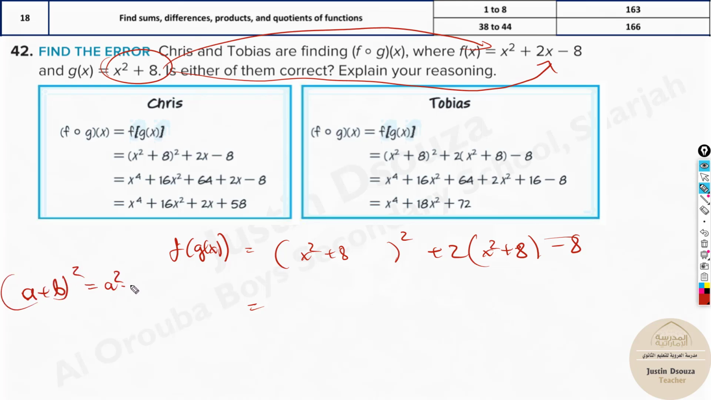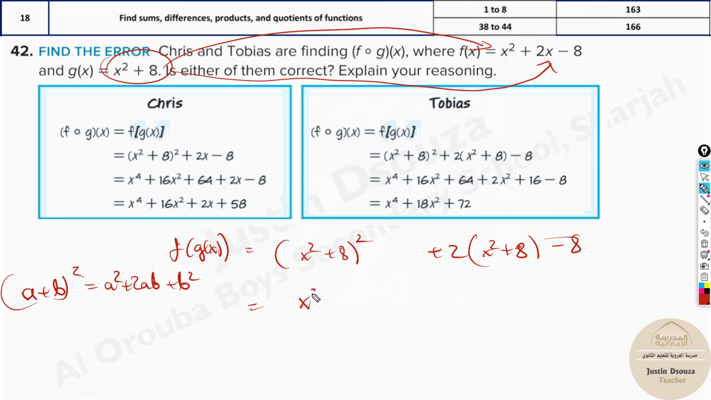It is a squared plus 2ab plus b squared. We have to apply this identity because it's (a plus b) whole square. Let me write it properly here. That is why we have to use the identity. There is no way you can just square them all. Don't think, oh, I will just do x squared, it's x power 4, 8 squared. No, you have to use the identity.